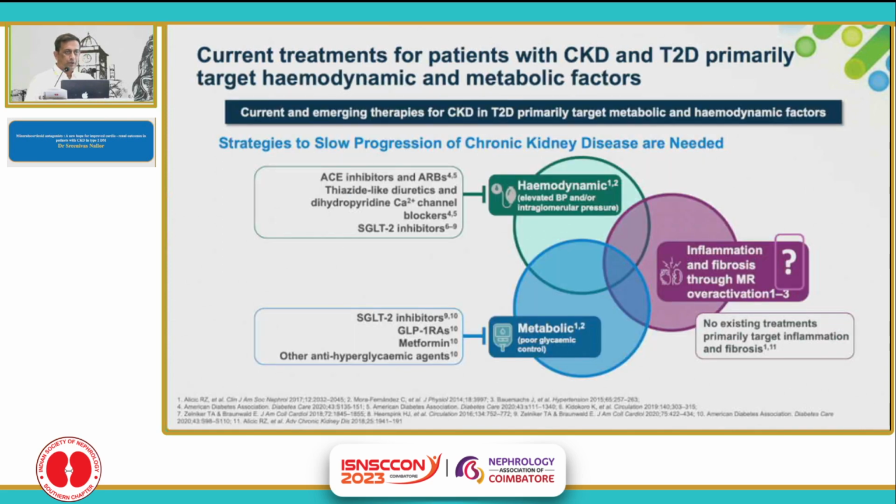Let us now look at the current therapeutic options available to us. One, as I told earlier, we use for hemodynamic mitigation, that is ACE inhibitors and ARBs, thiazide-like diuretics, dihydropyridine calcium channel blockers, and SGLT2 inhibitors. And for metabolic control, we use SGLT2 inhibitors, GLP-1 receptor agonists, metformin, and other antihyperglycemic effects. Till date, none of the therapeutic arms targeted the third component of the spectrum, that is the inflammation, the fibrosis, which is supposed to be happening through mineralocorticoid receptor overactivation.